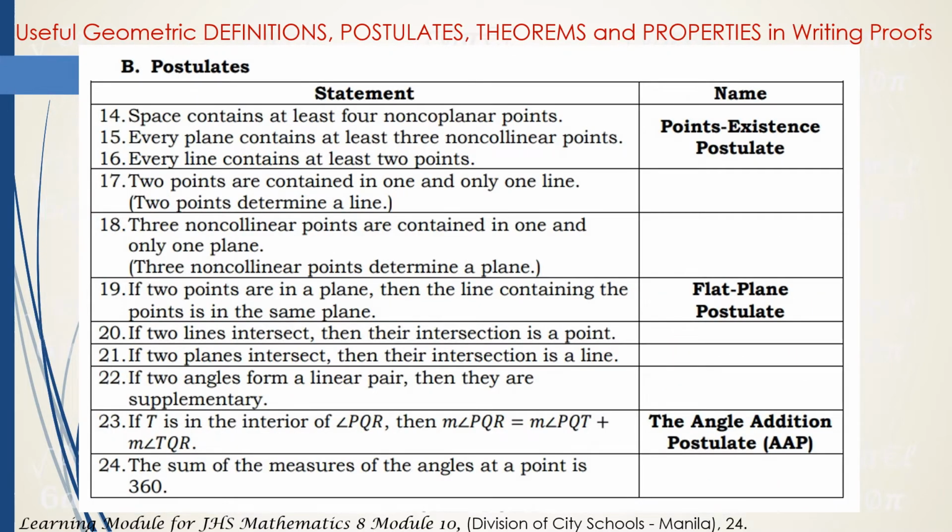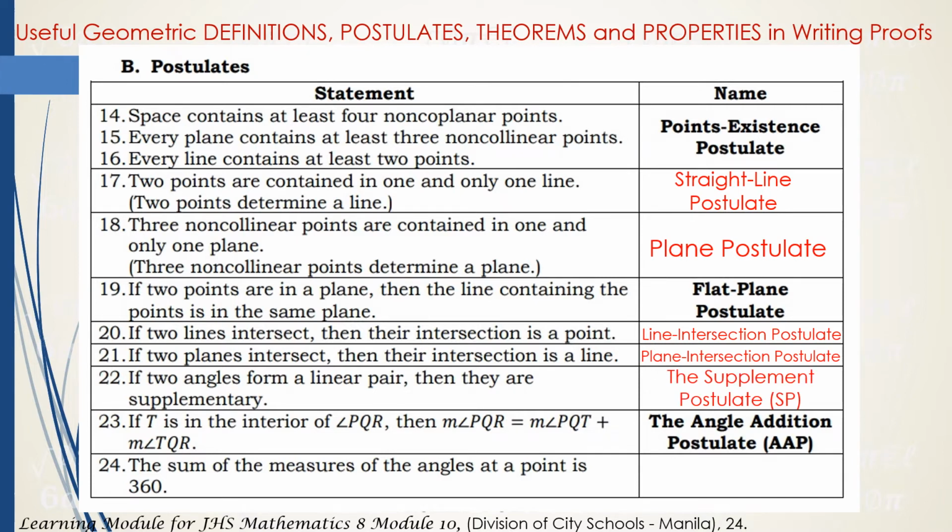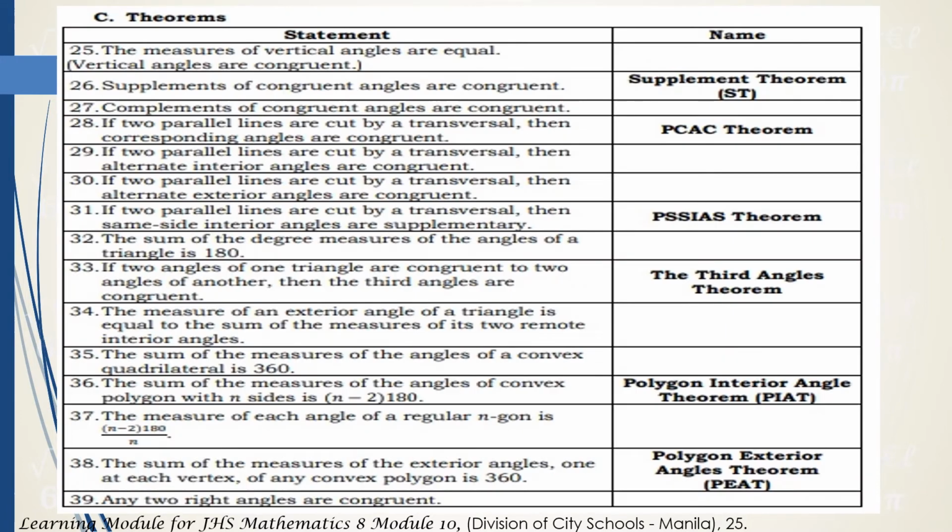Let's talk about postulates, yung accepted as true without any proof. So, yan. So, ito, lalagyan na lang ng postulate, no? Points existence postulate, straight line postulate, plane postulate, flat plane postulate, line intersection postulate, plane intersection postulate, the supplement postulate or SP. So, pag nilagyan po ng acronym, pwede po natin gamitin yung acronym na lang. The angle addition postulate or AAP. And for number 24, we have angle sum of a point postulate or ASPP. So those are some postulates.